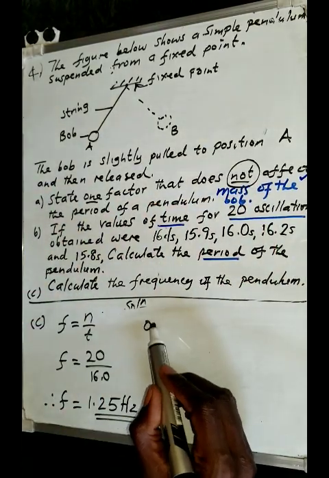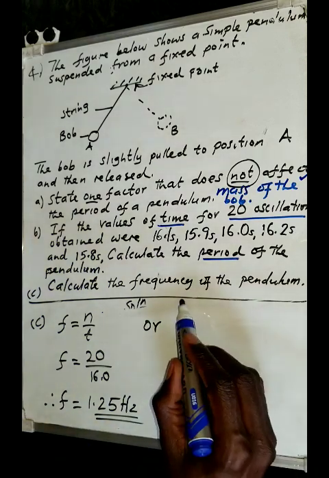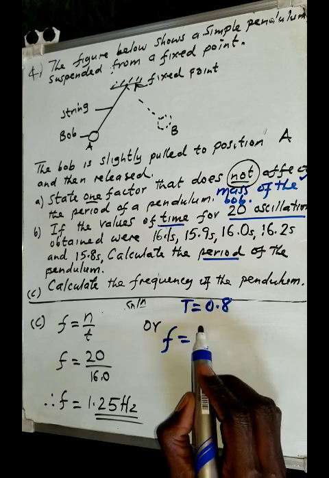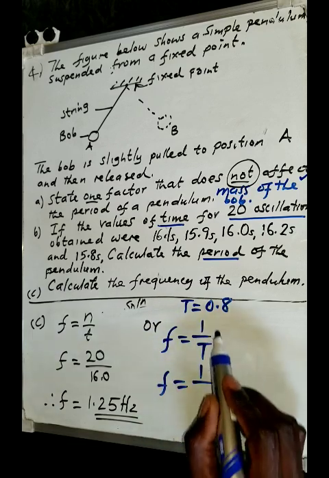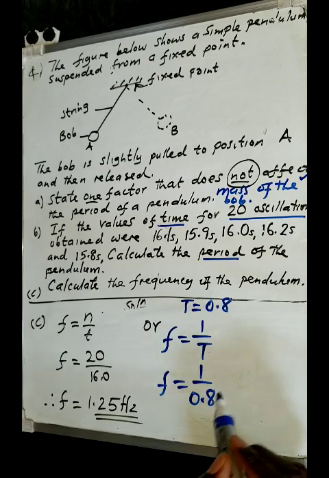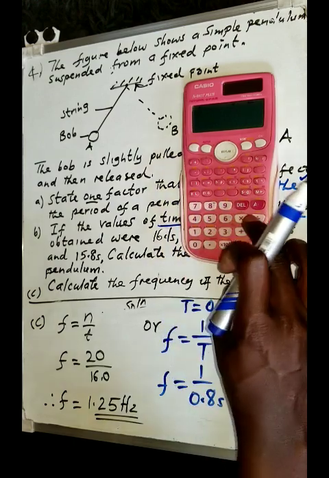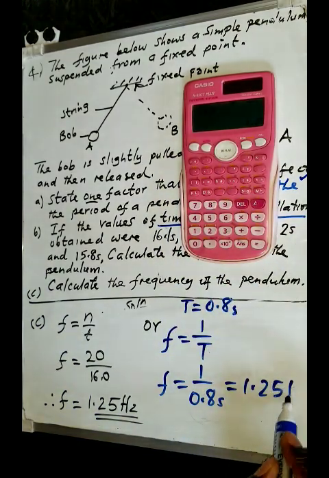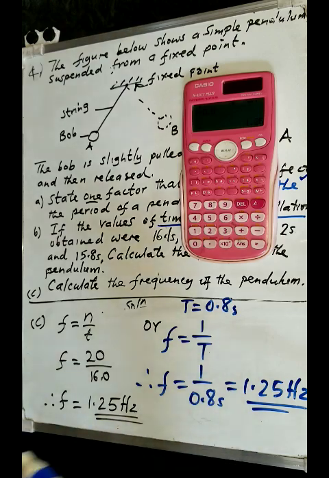Now remember, alternatively, this is what I told you, that you can also say, because we calculated the period, remember the period was 0.8, so we can also say frequency can be found by 1 over period. So the frequency is 1 divided by the period, 0.8 seconds. So if you divide 1 by 0.8, it is simply going to give you 1.25 hertz. So this is the same value that we have also gotten from there. So you can use either this or that, there's no problem.